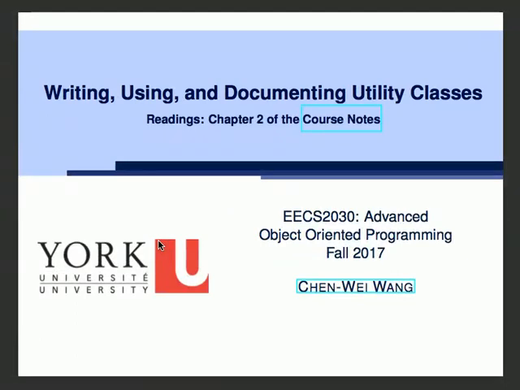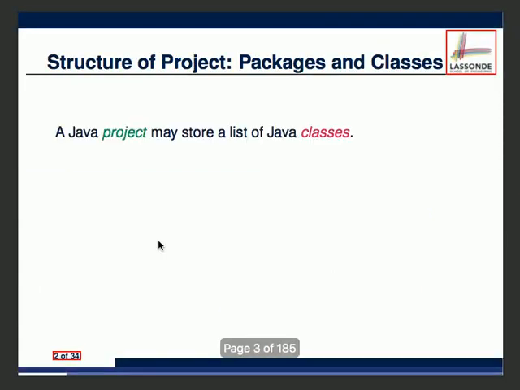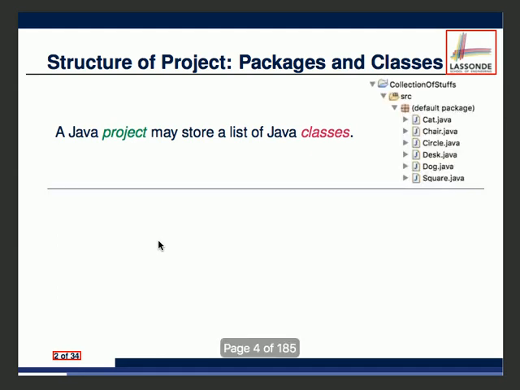Okay. So now, first of all, just to make sure you know how to create the packages in Java. We know that your Java project consists of a list of classes. Let's say I have one project with 6 classes. I'm going to read it out to you just in case it's too small for you. We have cat, chair, circle, desk, dog, and square.